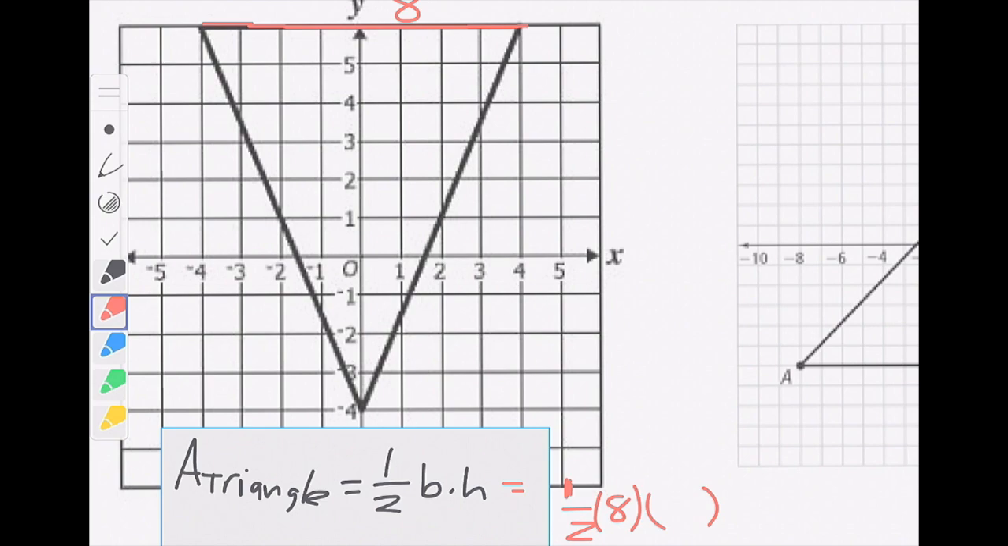So I do have to figure out the height. The height is always perpendicular to the base. You can use the word altitude if you want to sound like a professional. So we have to figure out the length of that altitude, or how tall that triangle is from the base to the tip. Altitudes always make right angles to the base. So that's 1, 2, 3, 4, 5, 6, 7, 8, 9, 10 for the length of the height.